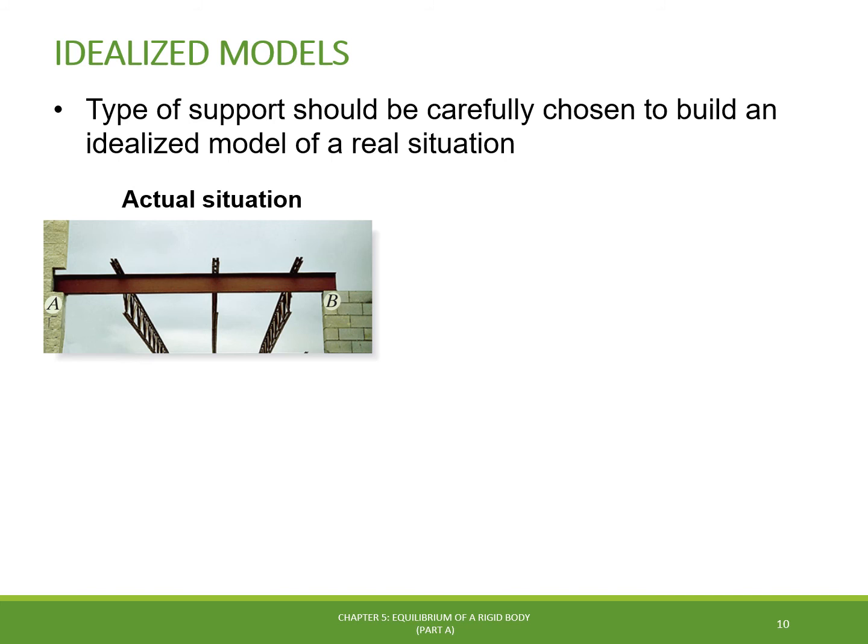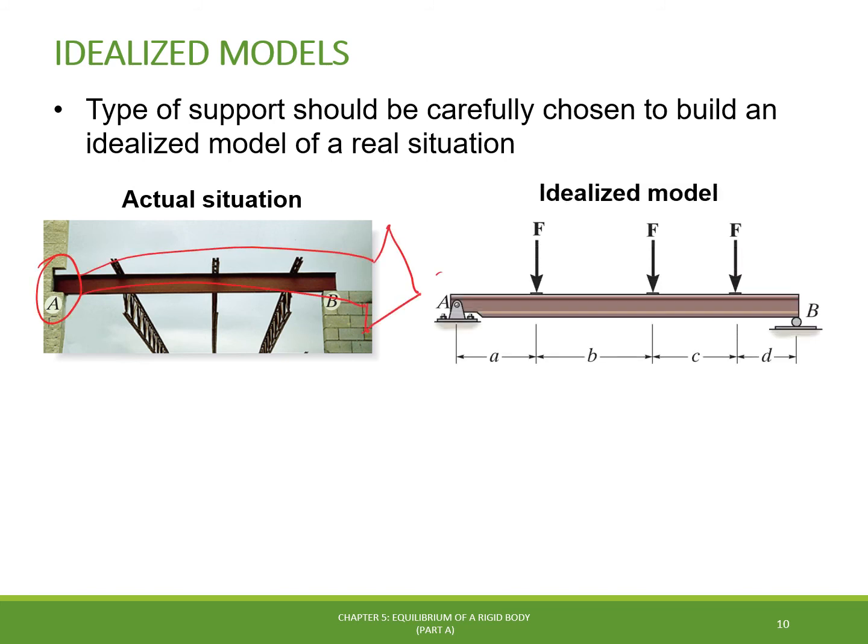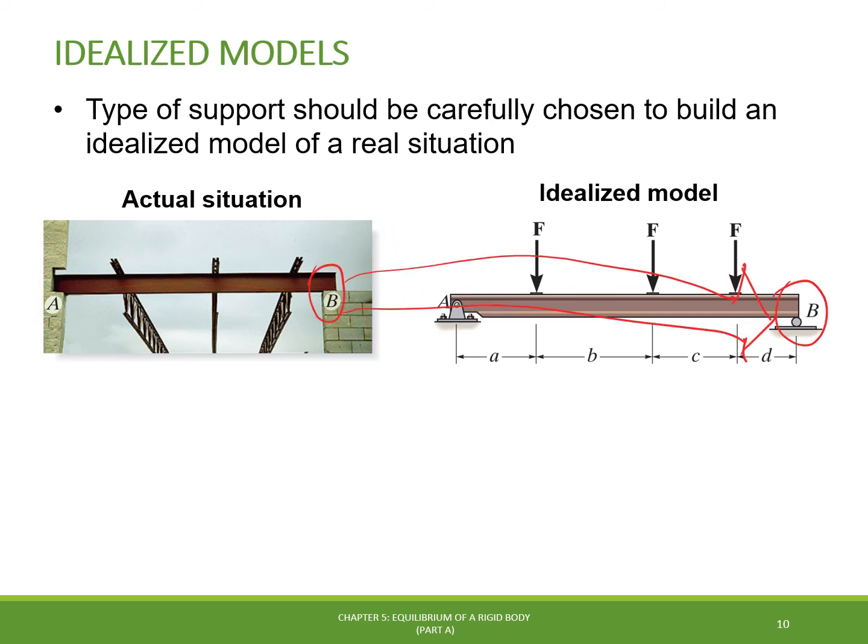Now, let's analyze the supports. For the support at A, a bolted connection will allow for any slight rotation when the load is applied, and so a pin can be considered for this support. Now, for the support at B, we realize that a roller can be considered, since this support offers no resistance to the horizontal movement of the beam.